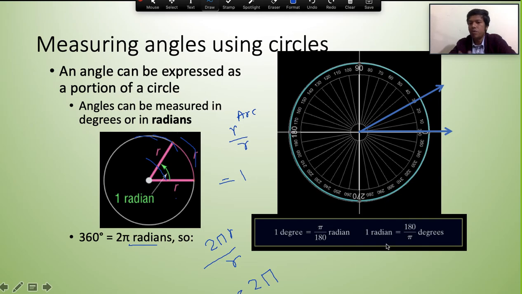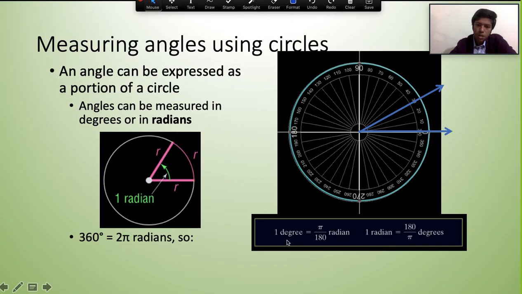Then we can say that, okay, we can just do the calculation for this part. So pi radians equals 180 degrees. We divide by 2 on both sides, then we get another formula. Then 1 radian equals 180 divided by pi. Then 1 equals what?